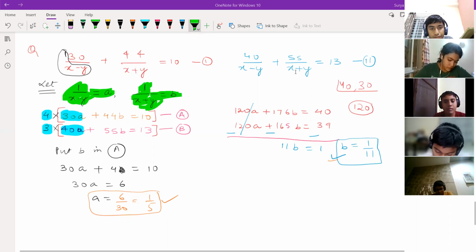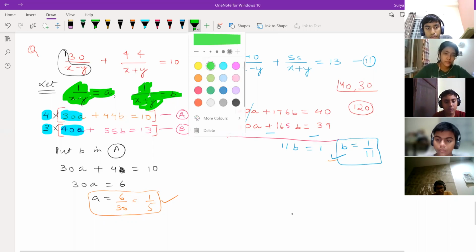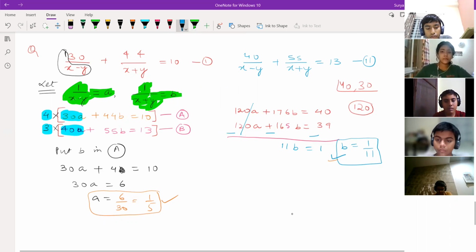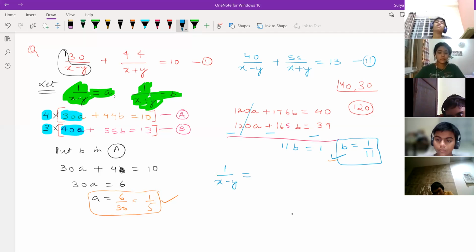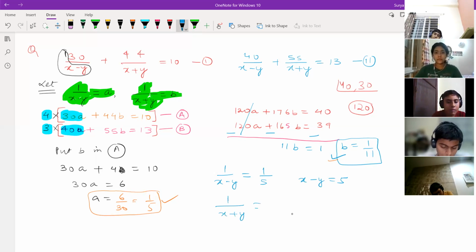Okay, so B is equal to 1 by 11 and A is equal to 1 by 5, okay? So, 1 by X minus Y is equal to 1 by 5. So from here you'll get X minus Y is equal to 5 only. Second equation, 1 divided by X plus Y is equal to 1 by 11. So, X plus Y is equal to 11. So this is the, you can write C equation and D equation.